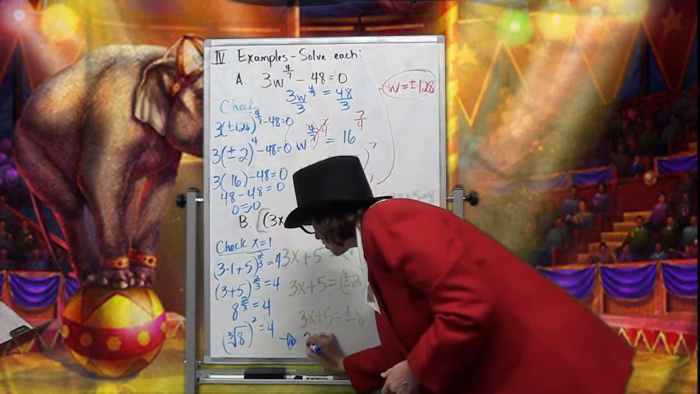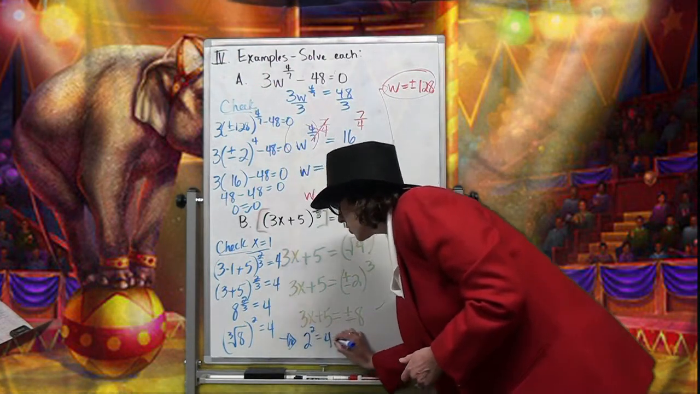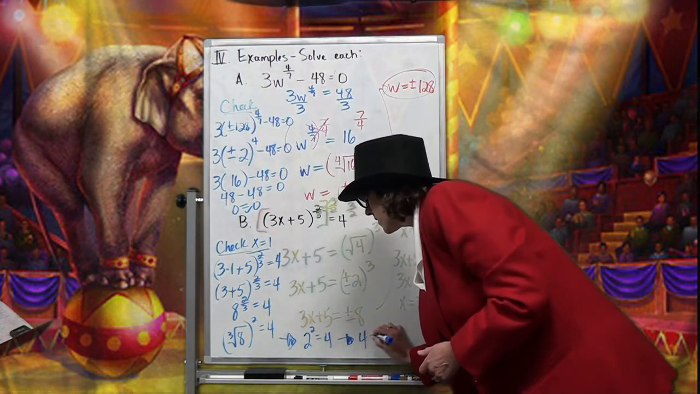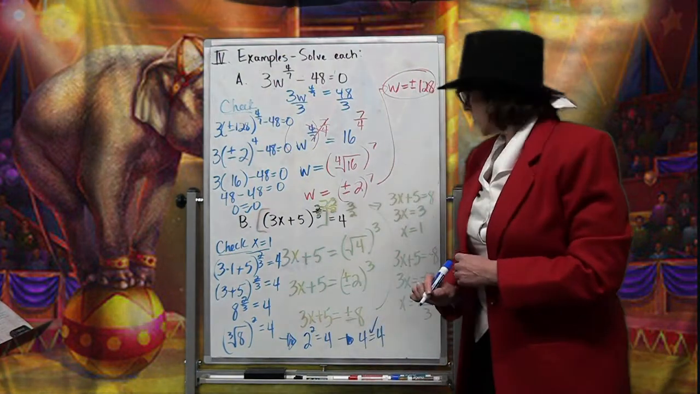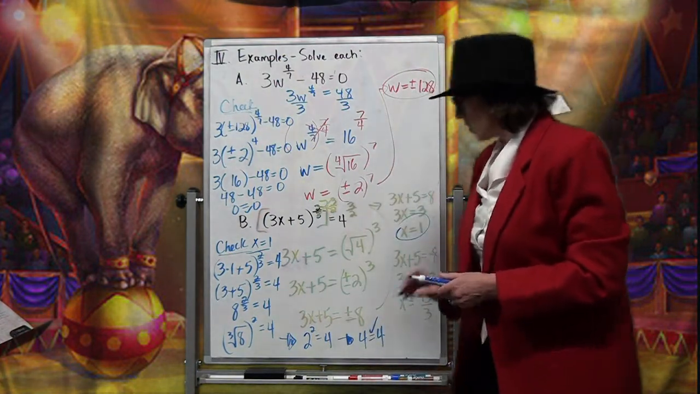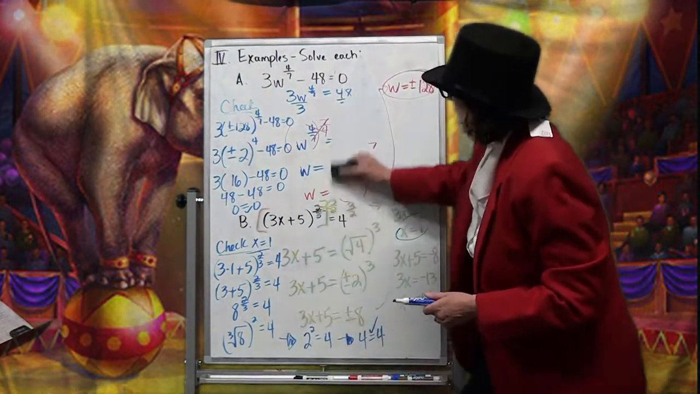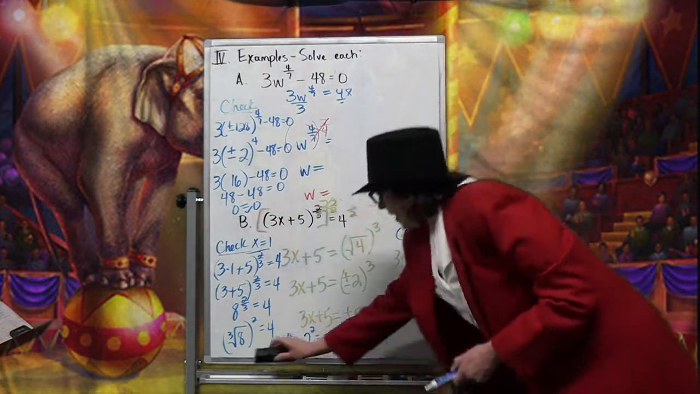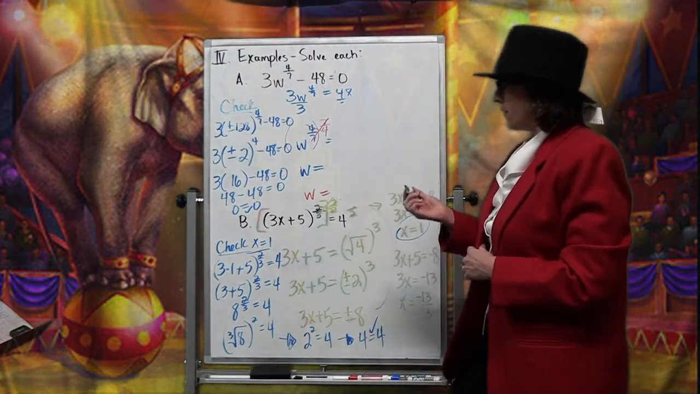Now I'm going to take my 2 and square it. 2 squared gives me 4. So yes, that does work. 1 is not an extraneous solution. Now, let's go and let's check our x equals negative 13 over 3.